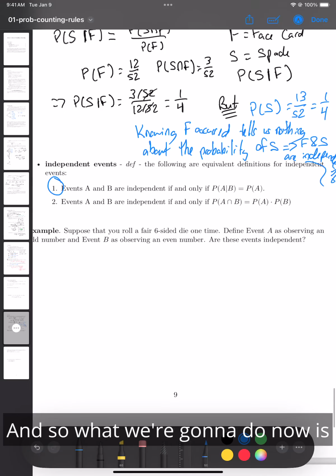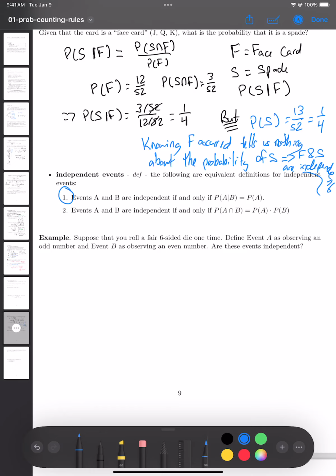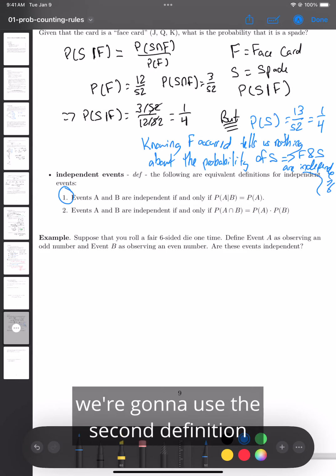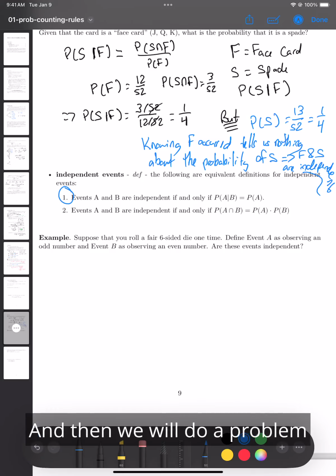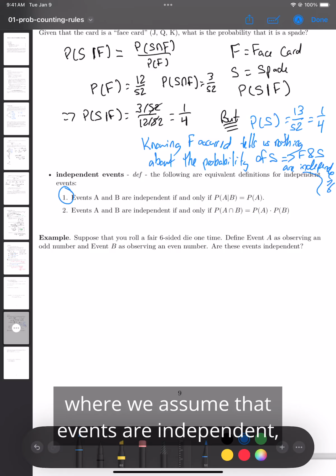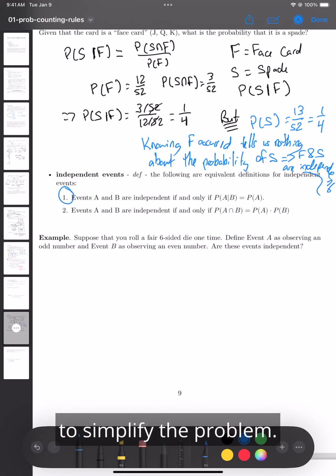And so what we're going to do now is we've got two more examples. In this first one, we're going to use the second definition just so we could see what that looks like. And then we will do a problem where we assume that events are independent, and we could see how we could use that assumption to simplify the problem.